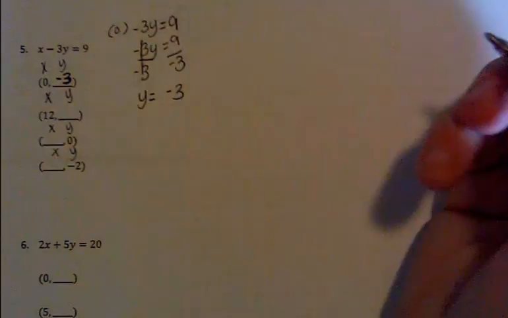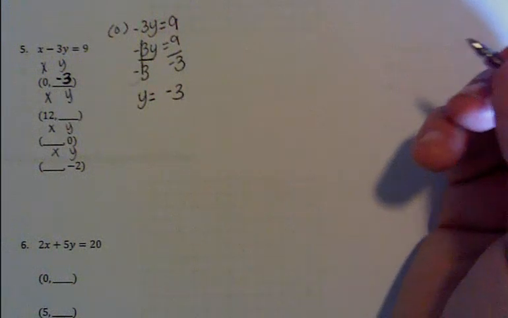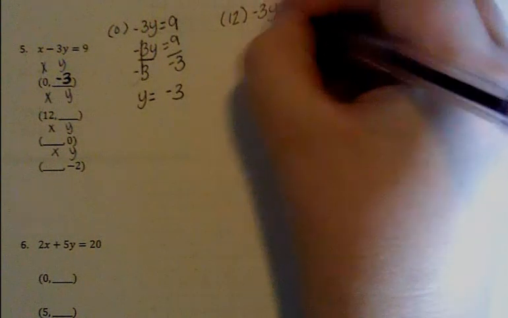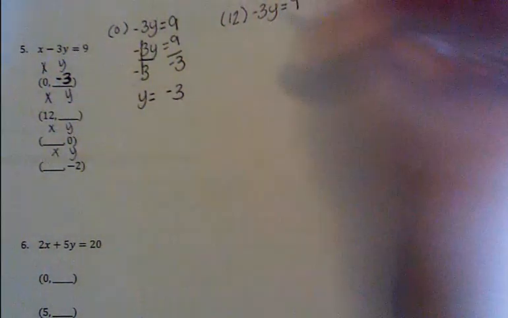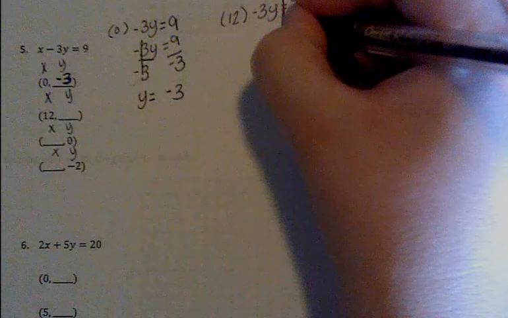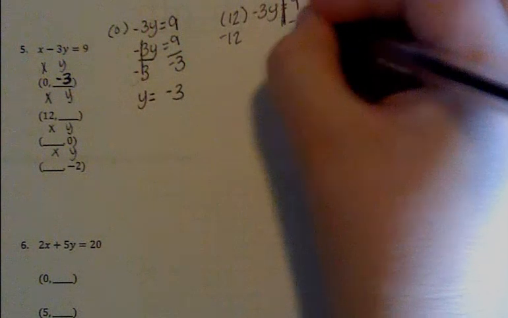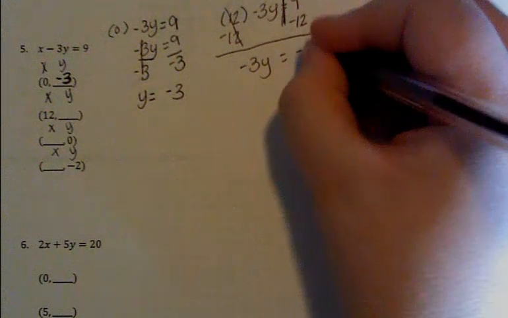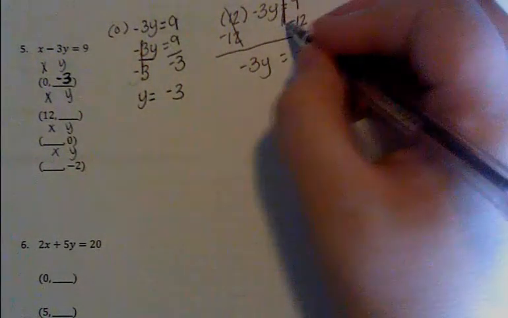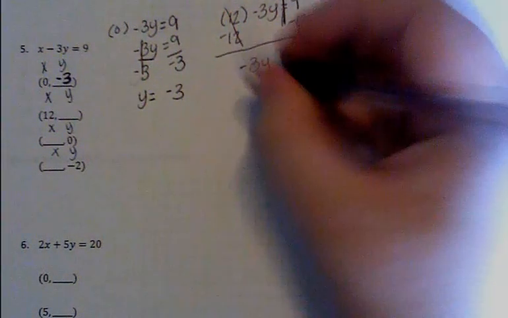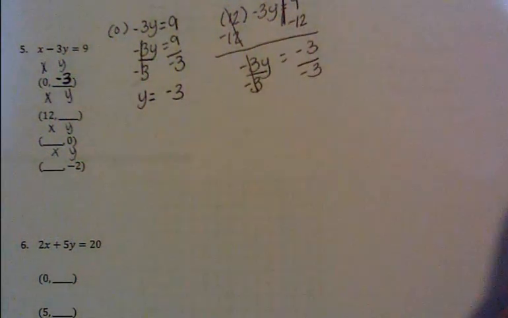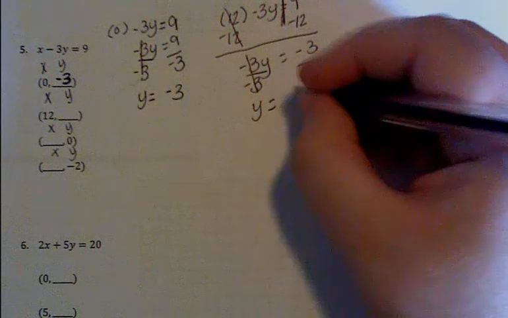Okay. So now we can look at the next problem where we have 12, blank. So I have a 12 for my x, and I don't know what my y is. So to get that y by itself, the first thing we're going to do is subtract 12 from each side. So that gives me -3y equals -3 because 9 minus 12 is -3. And then to get that y by itself, we would divide by a -3 so we could get that to cancel, leaving us with y equals -3 divided by -3 is a +1.